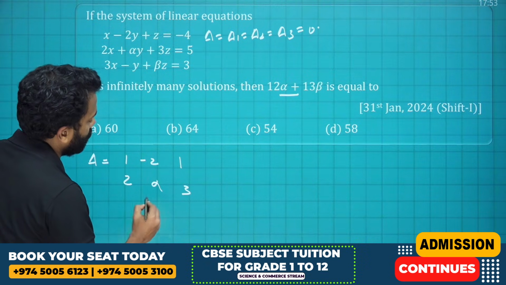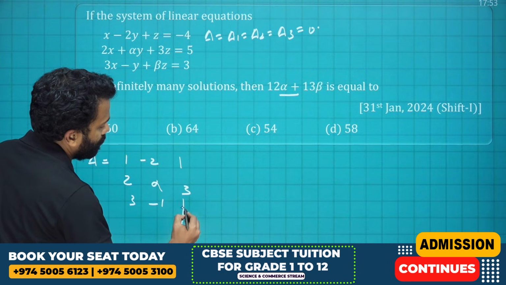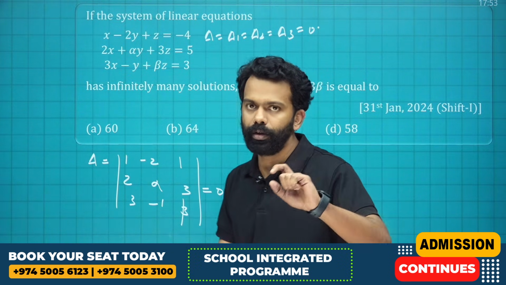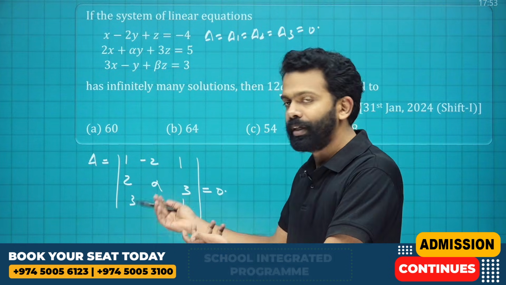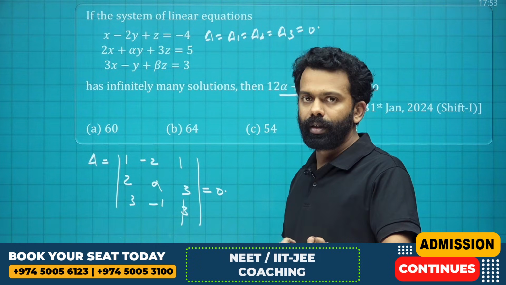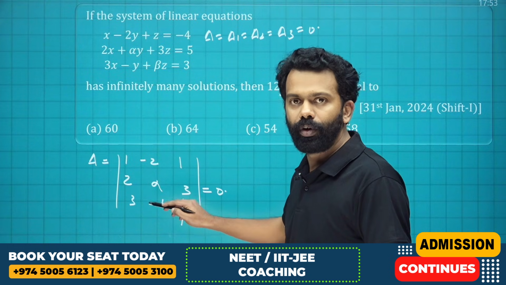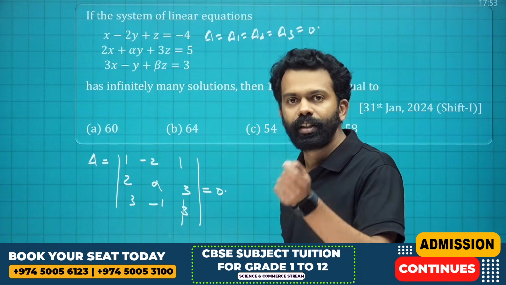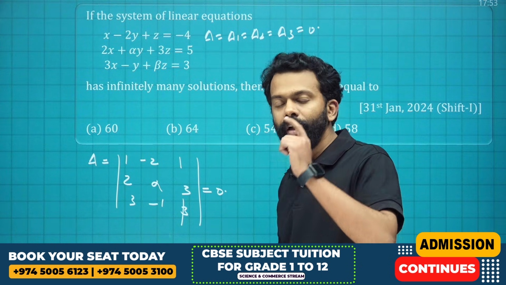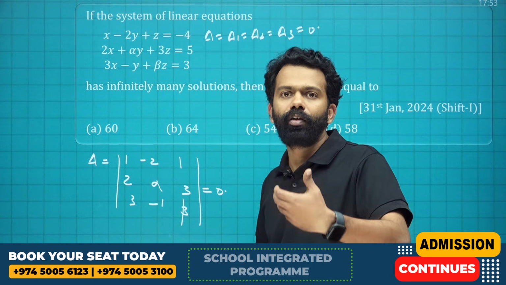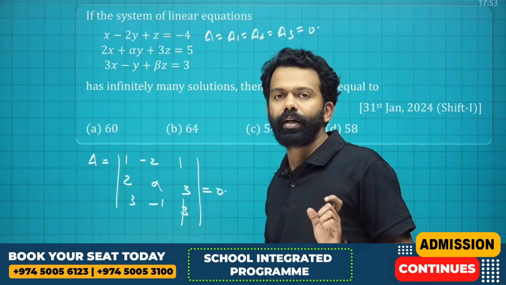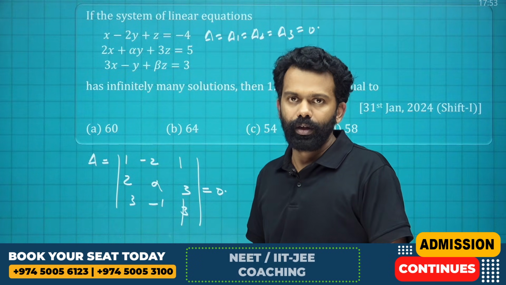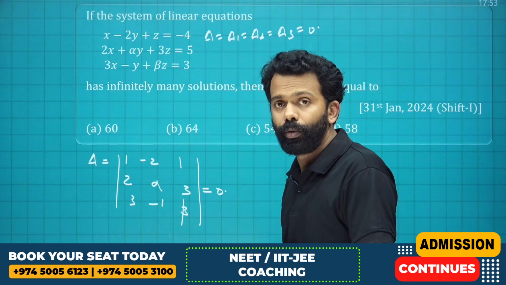1, minus 2, 1, 2, alpha, 3, 3, minus 1, beta. Equate this to 0, but there is a small problem. If you equate it, you will get an equation, obviously equal to 0, but in that equation there are two unknowns, alpha and beta. So it's not easy to solve that equation. So instead of using delta, just use delta 1 and delta 2. By using delta 1 and delta 2, the alpha and beta will get separated. And you will get a unique equation for alpha and another equation for beta. Therefore, it can easily be solved. I hope you got the idea.